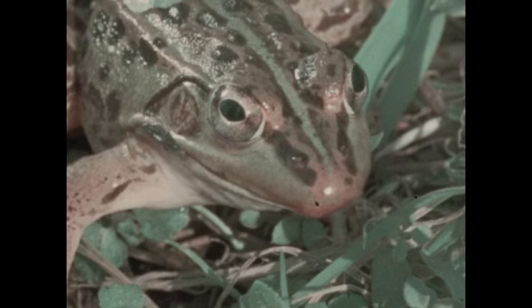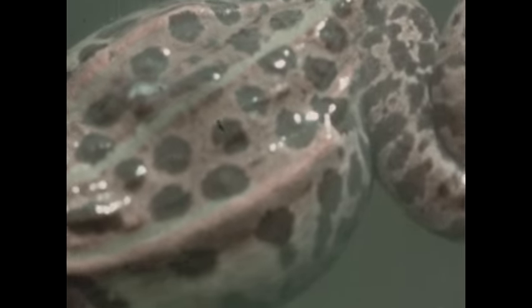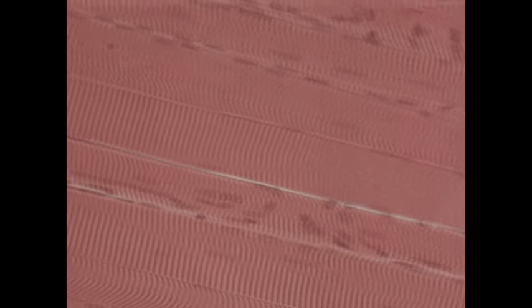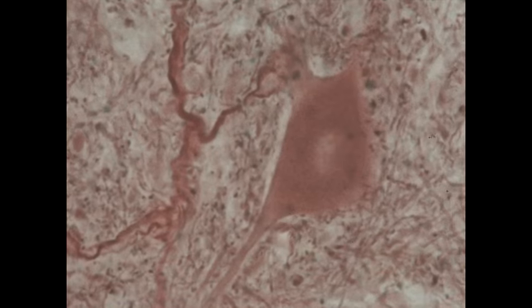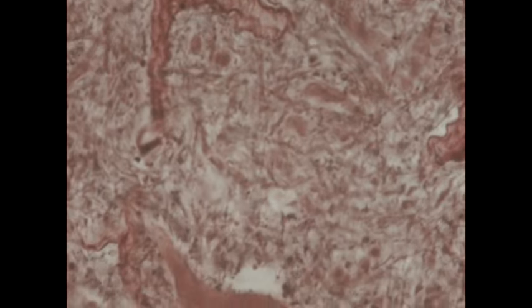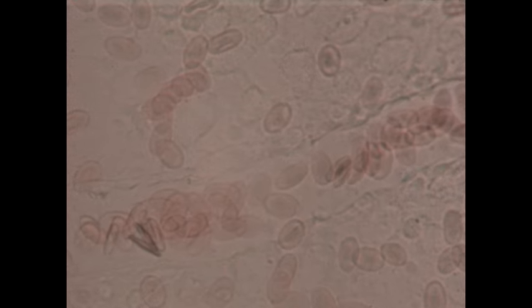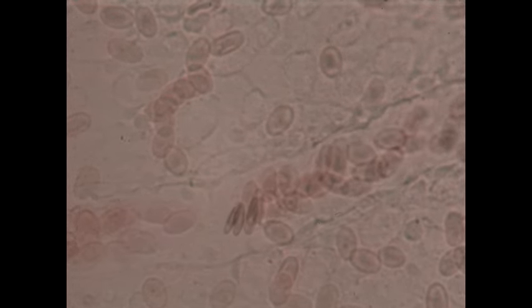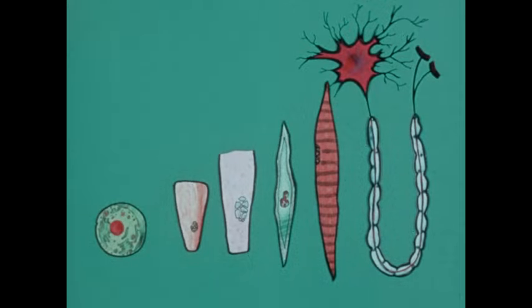How about animals? Let's look at some parts of a frog under the microscope. Cells from a frog's muscle. A frog's nerve cell with a long fiber that carries signals to another nerve cell. Red blood cells moving through a blood vessel. So an animal has several different kinds of living cells.